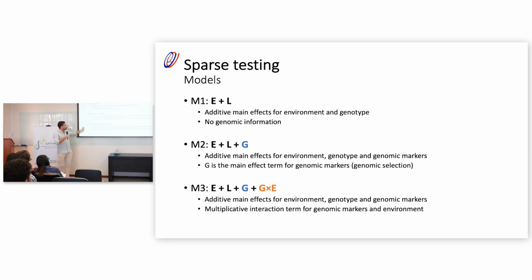In the second model, we add the G, which is the genetic effect, but for the genomic markers. In this case, the genotypes are characterized by a kinship relationship. Just as in genomic selection, we have the markers that are telling us that genotype 1 and genotype 2 are no longer labels, but they are siblings or relatives or whatever. And in the third model, we introduce the G by E interaction, which allows us to model the multiplicative interaction between the genomic markers and the environment.